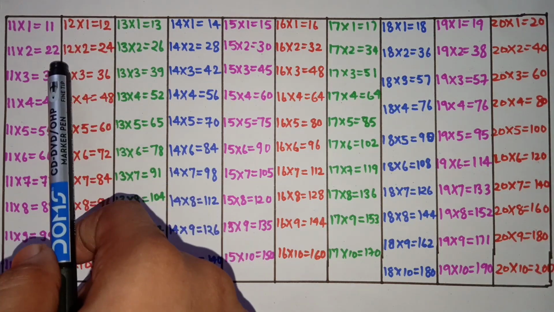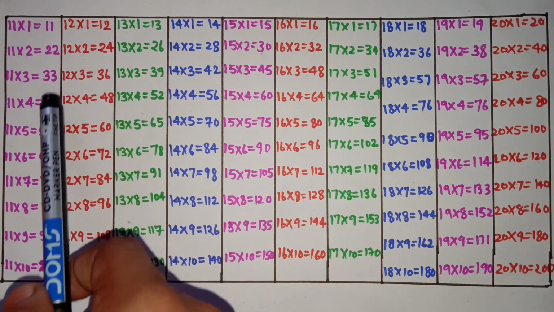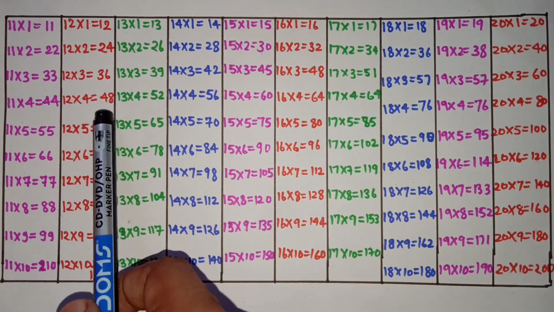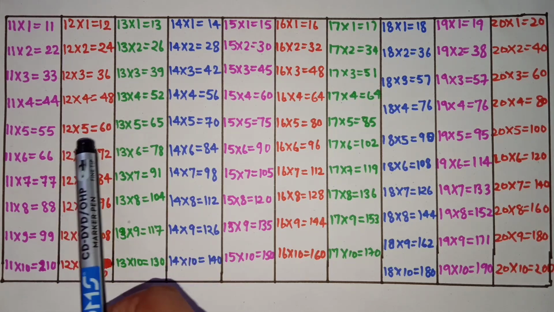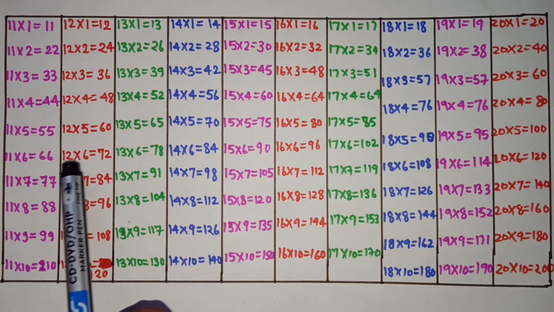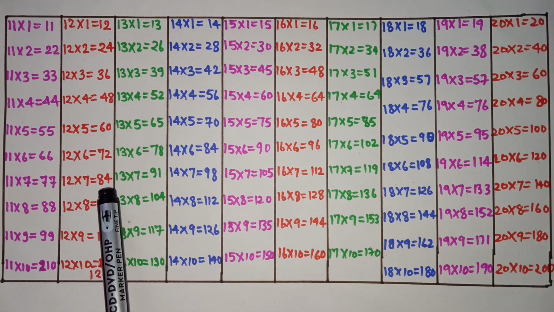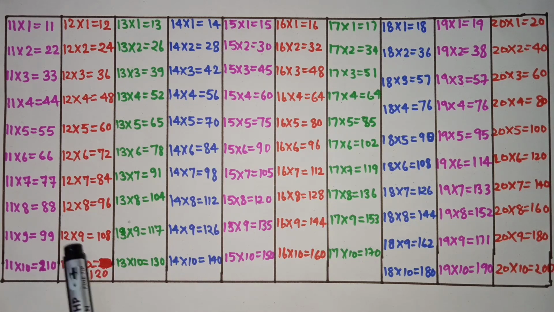12 1s are 12. 12 2s are 24. 12 3s are 36. 12 4s are 48. 12 5s are 60. 12 6s are 72. 12 7s are 84. 12 8s are 96. 12 9s are 108. 12 10s are 120.